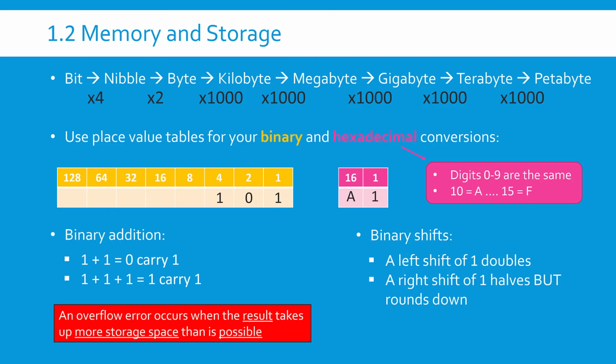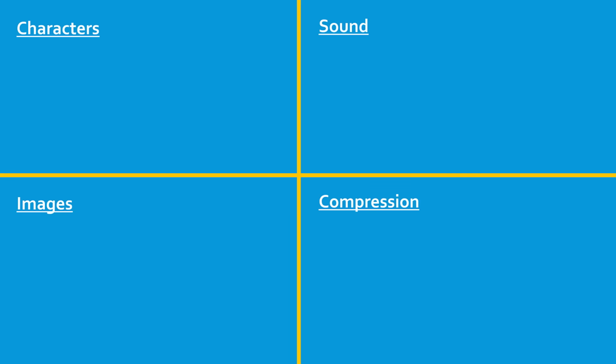An issue which can occur with both shifts and addition is when you get too big. If your result takes up more storage space than is possible, this is called an overflow error. So if you've got a byte and you're doing addition and you carry beyond the 8th bit, that would result in an overflow error because it can't store that full number, so it stores a wrong version of that number. Let's now go through the 4 other big areas in this topic.